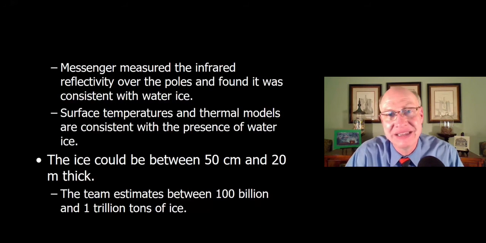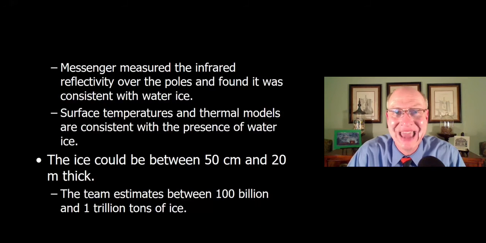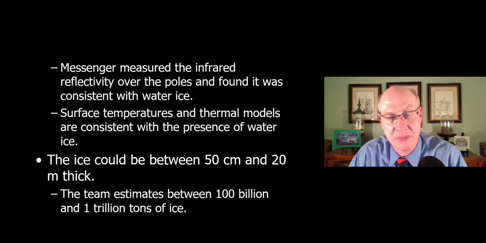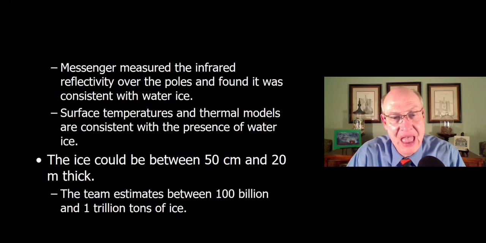But the team estimated that there was somewhere between 100 billion and 1 trillion tons of ice deep down in these craters at the pole of Mercury. As I mentioned earlier, our moon also has ice deep down inside of craters at its south pole, and that will likely be the next landing areas where humans land on the surface of the moon.